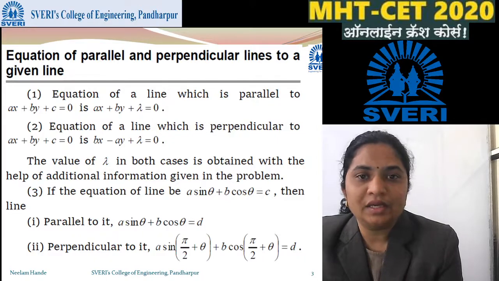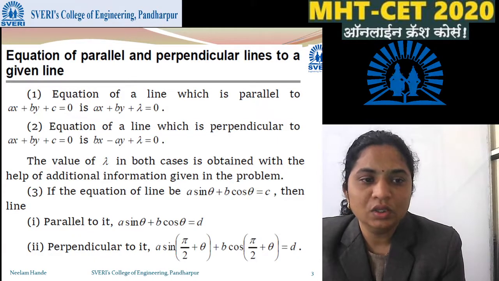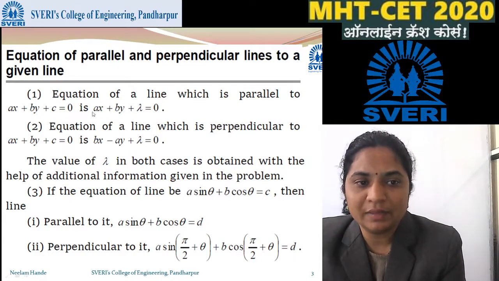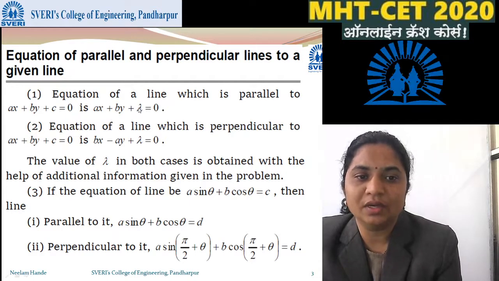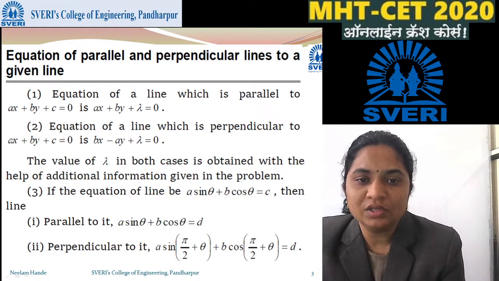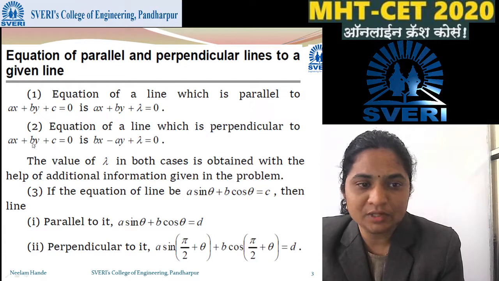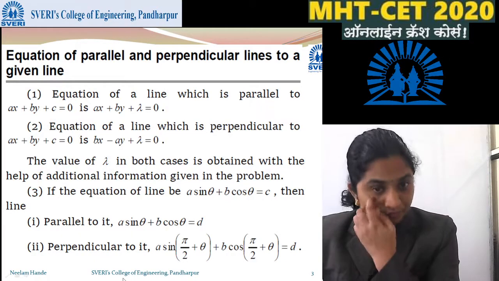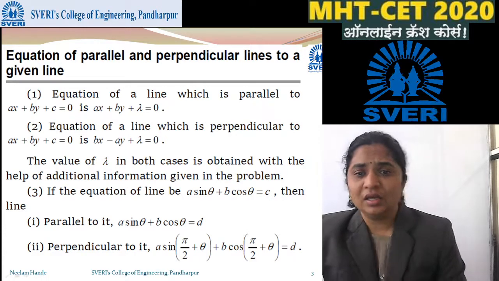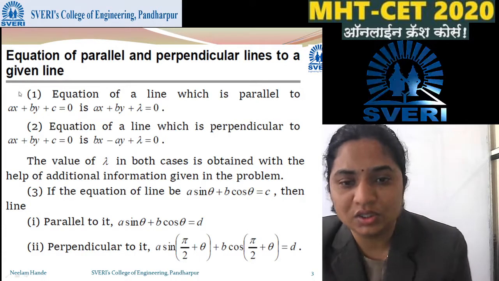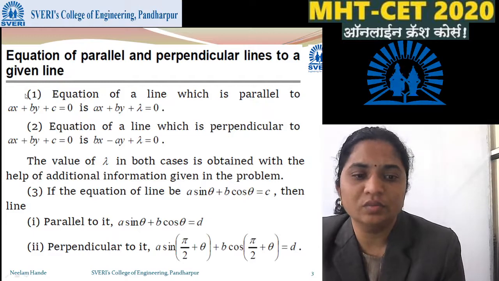Next, equation of parallel and perpendicular lines to a given line. The equation of a line which is parallel to the line ax plus by plus c equal to 0 is ax plus by plus lambda, that is, only the constant will change. Next, the equation of a line which is perpendicular to ax plus by plus c: we change the roles of a and b and give a negative sign, that is bx minus ay plus lambda equal to 0. In both cases, lambda can be obtained with the help of additional conditions or information given in the problem.